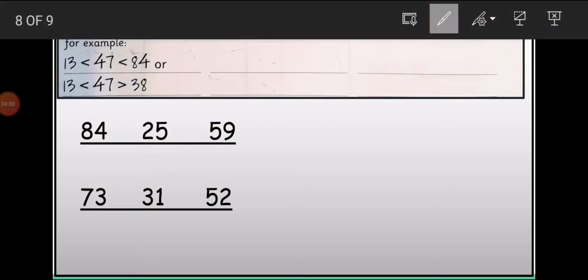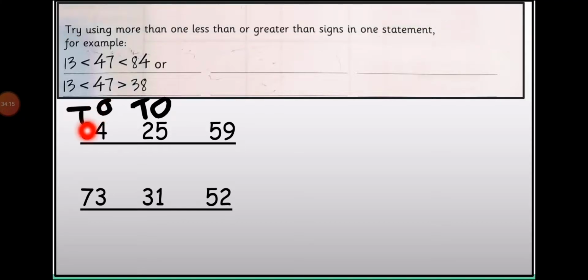So I am going to put place value. In 84, 4 is ones and 8 is tens. Now the next number is 25, 5 is ones and 2 is tens. First compare these two numbers. Is 8 tens greater than 2 tens, or is 8 tens smaller than 2 tens?